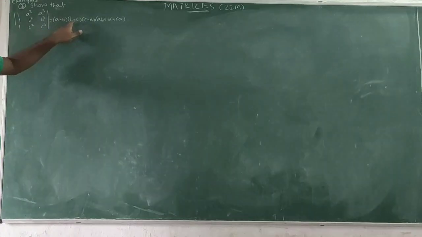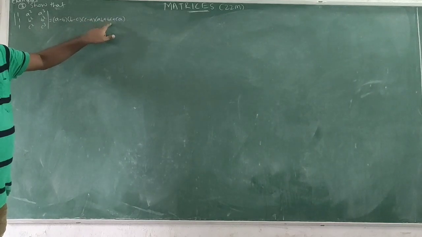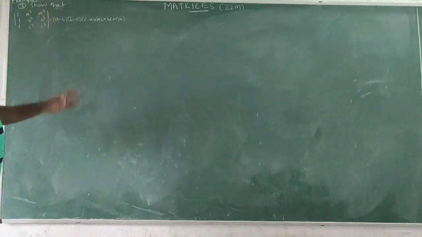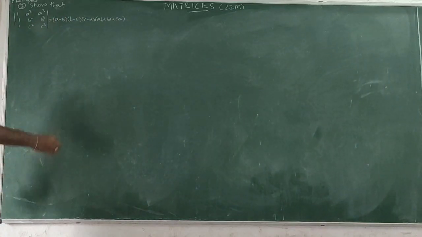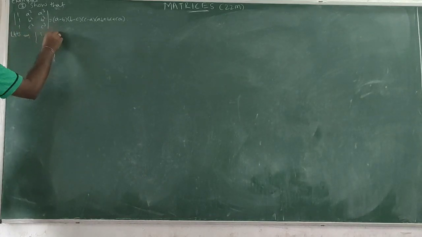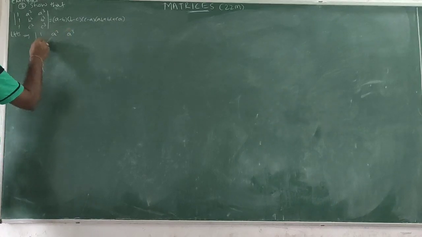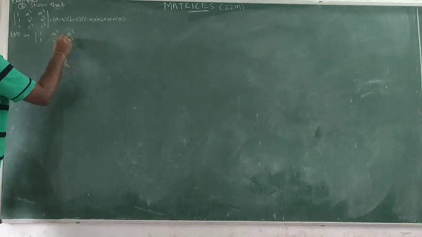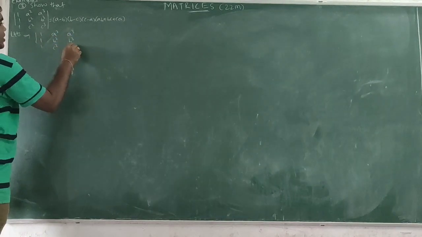equal to (a minus b)(b minus c)(c minus a)(ab plus bc plus ca). So now we will do this one. First, the left side: I am taking the determinant with rows 1, a square, a cube; 1, b square, b cube; 1, c square, c cube.